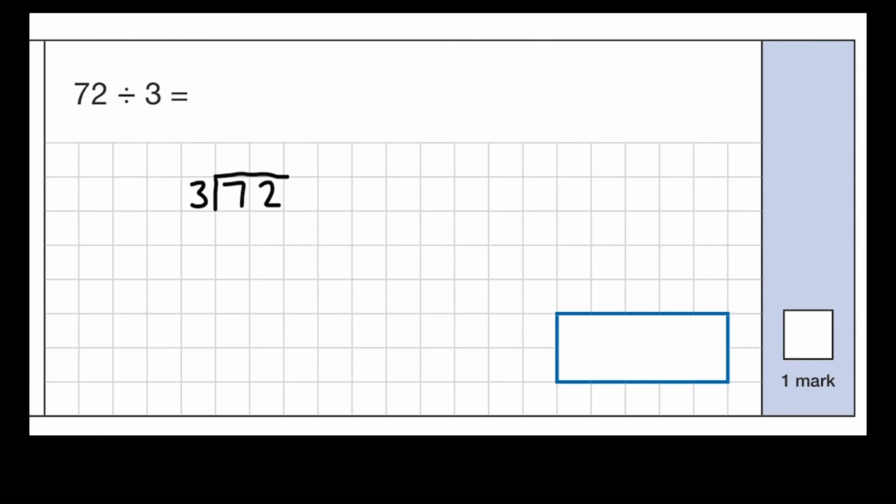So 70 divided by 3 is equal to 20, with a remainder of 10 that's carried over to the ones column to make 12. 12 divided by 3 is equal to 4. So 72 divided by 3 is equal to 24.